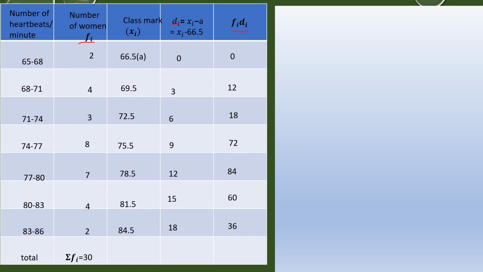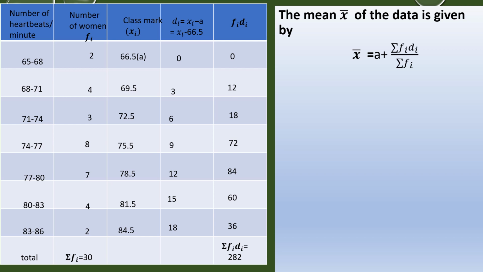After multiplying fi di, I have to calculate the total, sigma fi di. I will get that as 282. Now I will apply the formula to find the arithmetic mean. The mean x bar of the given data is given by x bar equals a plus sigma fi di by sigma fi. In the previous slide we have done that. What is a? It's the assumed mean. What we have taken here is the assumed mean 66.5, so a is 66.5, and you have to write that here.